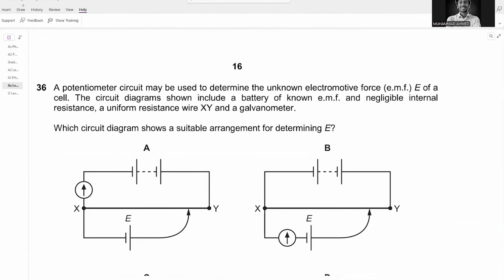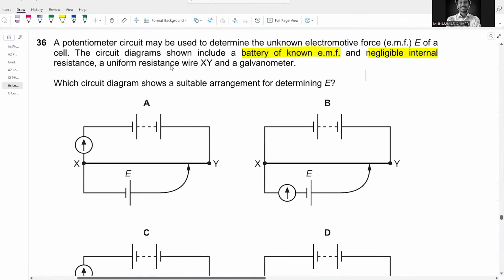A potentiometer circuit may be used to determine the unknown electromotive force of a cell. The circuit diagram shown includes a battery of known EMF and negligible internal resistance, a uniform resistance wire XY, and a galvanometer. Which circuit diagram shows a suitable arrangement for determining E? So you have to determine E.